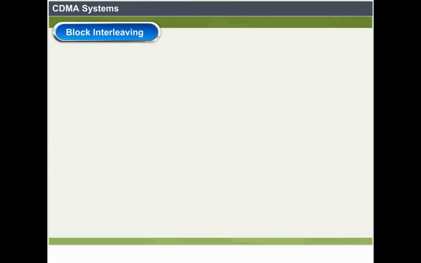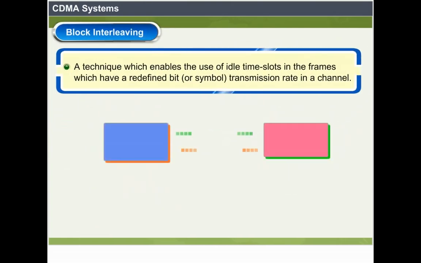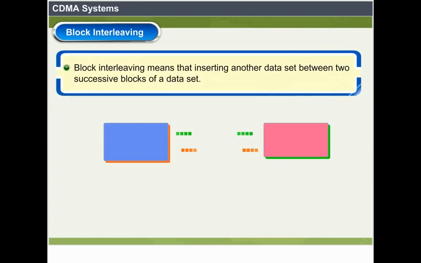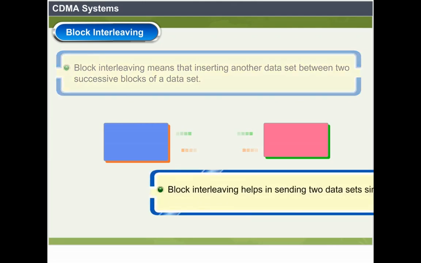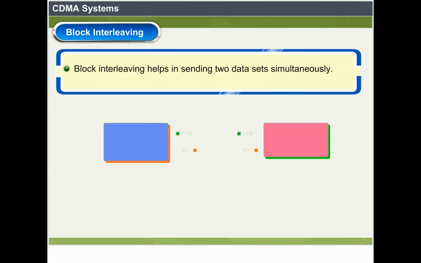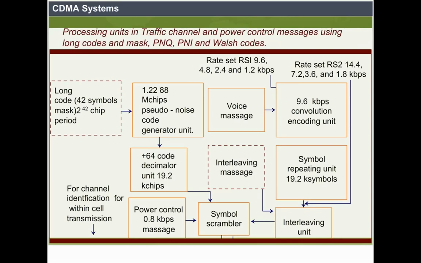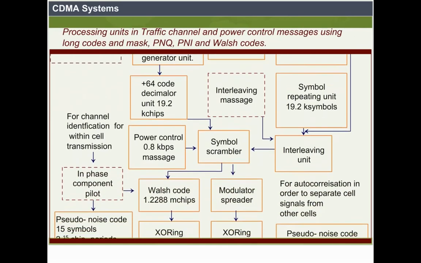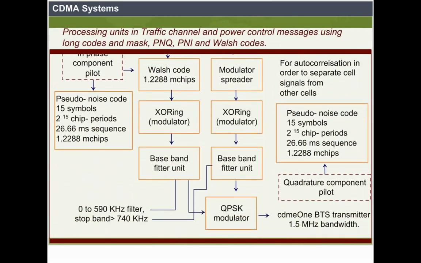Block interleaving, a technique which enables the use of idle time slots in the frames which have a predefined bit or symbol transmission rate in a channel. Block interleaving means that between successive blocks of a data set, another data set block is inserted. Block interleaving helps in sending 2 data sets simultaneously. Processing units in traffic channel and power control messages use long codes and mask, PNQ, PNI and Walsh codes.